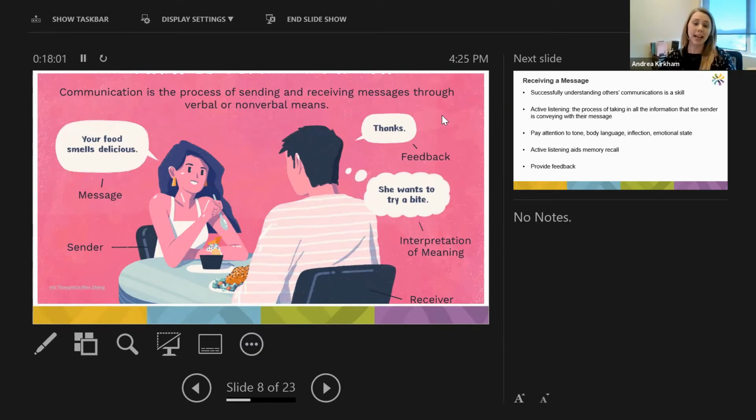But once you've left the table, the two of them have both left with very different understandings of what just happened. Now, it's up to each person to decide whether or not that was a successful interaction, but it just goes to show that communication can end up with any variety of outcomes.